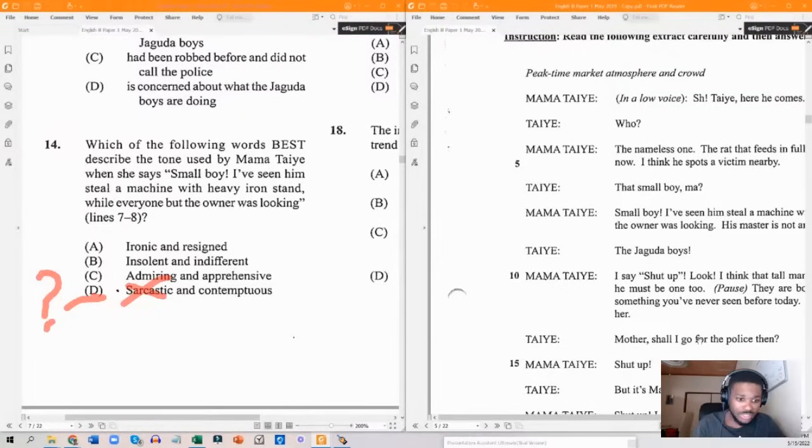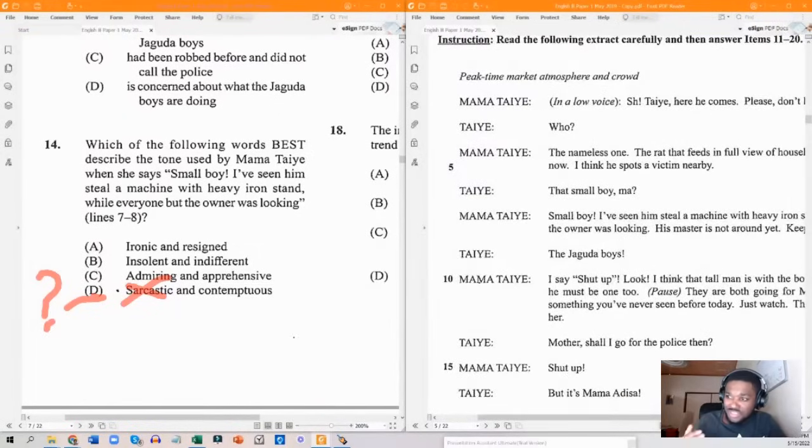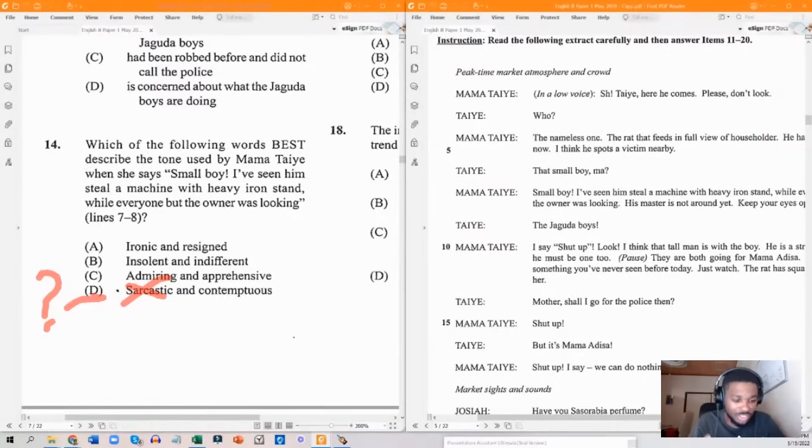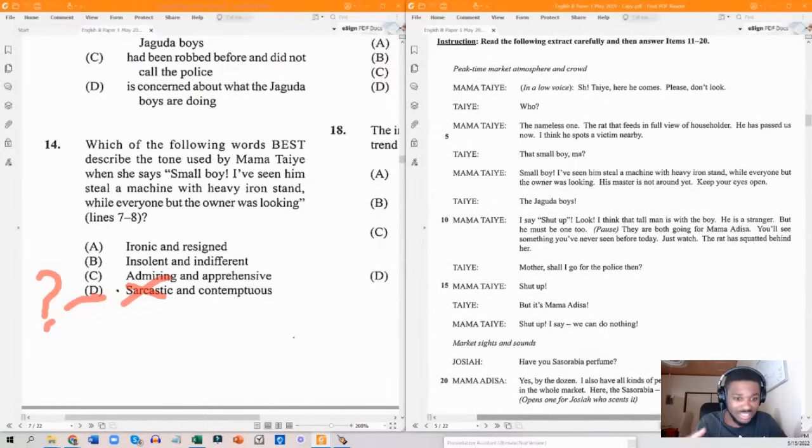Sarcasm happens when someone is basically meaning the opposite of what they're saying. They're trying to mock or jeer somebody by saying the opposite of what they actually mean. Right? It's kind of a caustic, insulting tone. But here, Mama Taiye is not being sarcastic because she's actually telling the truth and she's not trying to mock or insult anyone. Now, contemptuous, we could say contemptuous is okay because Mama Taiye, we could say, has some contempt.